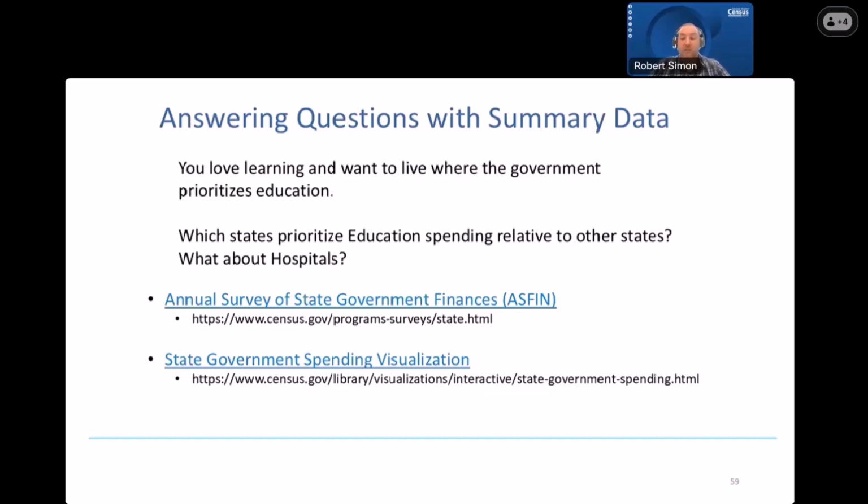One of my colleagues created a visualization which might help spur some interest and answer some questions with the summary data. Say you want to know which states prioritize education spending relative to other states, which states prioritize hospital spending relative to other states. We can learn a lot about a government's priorities by looking at how they spend their money.